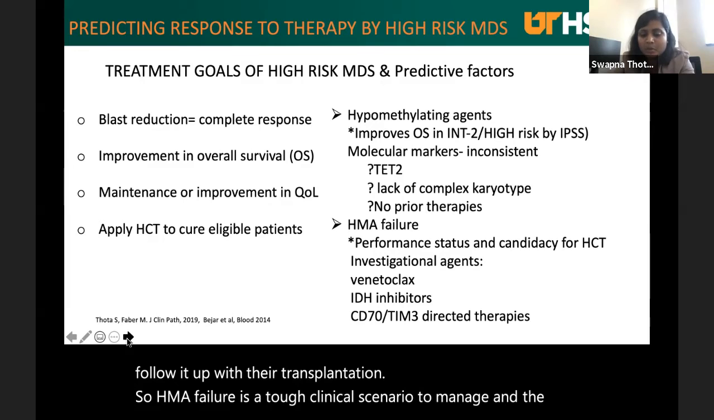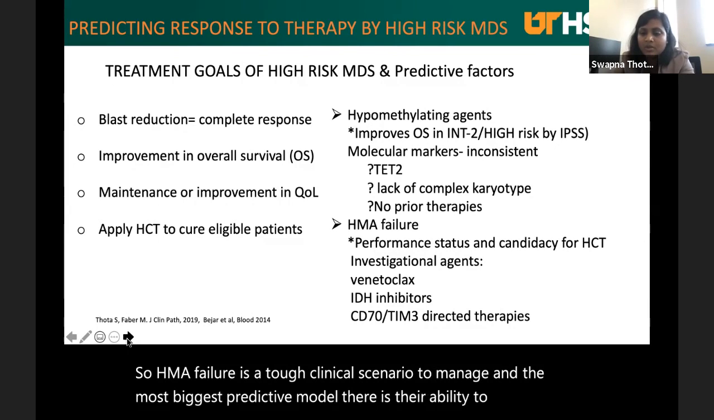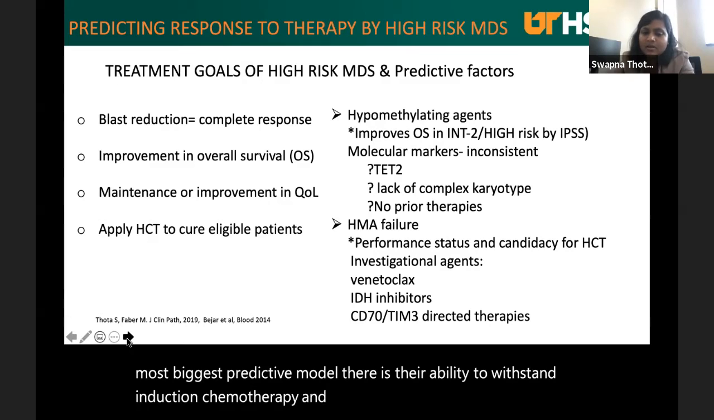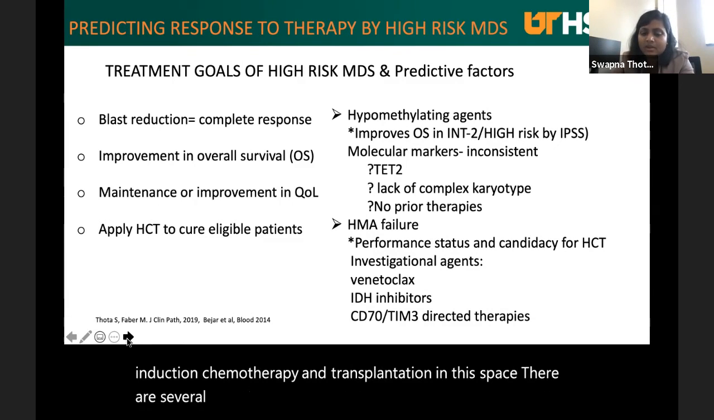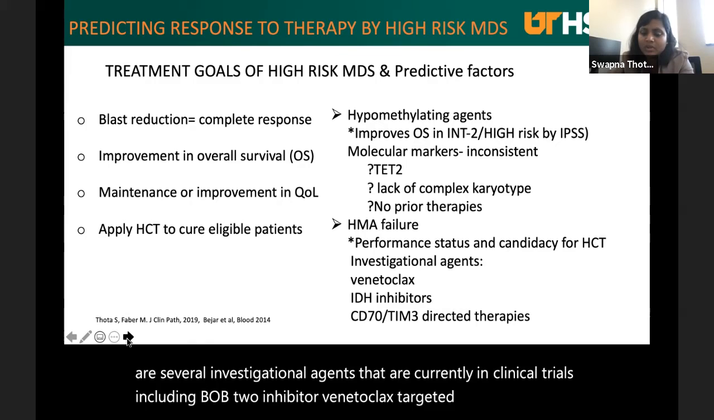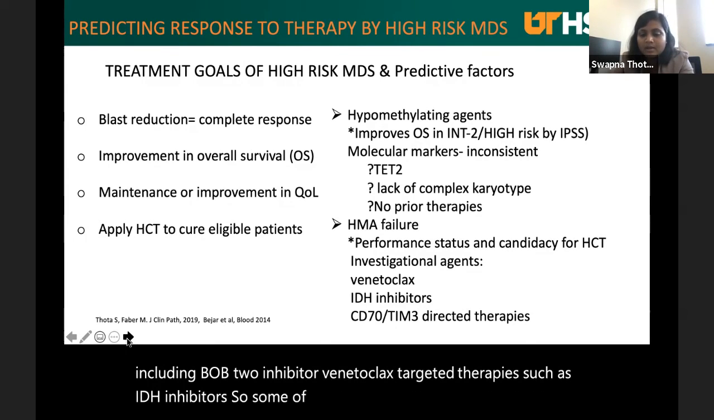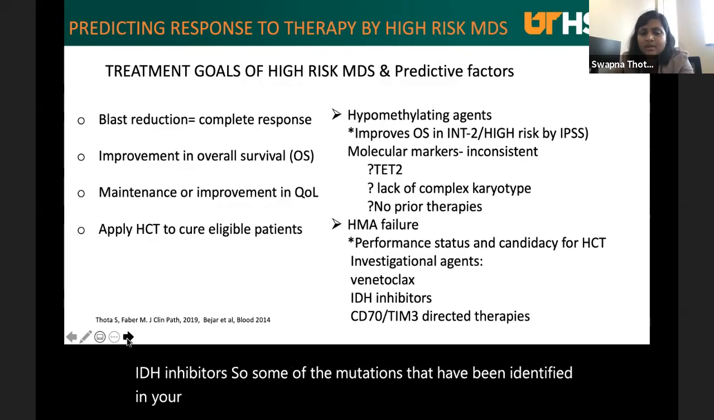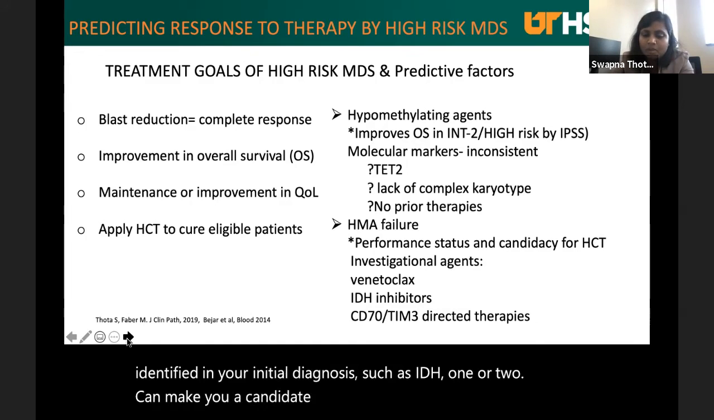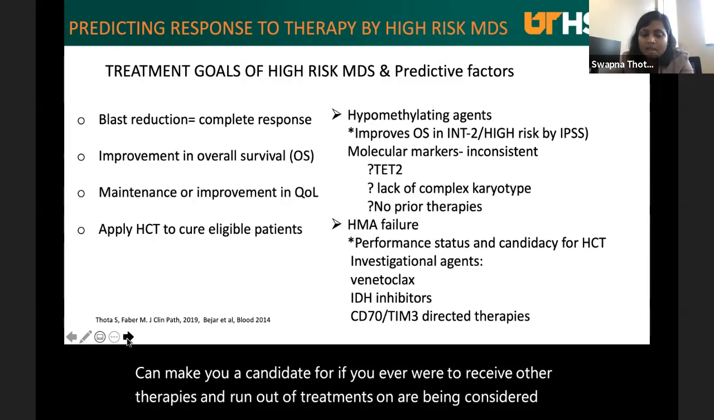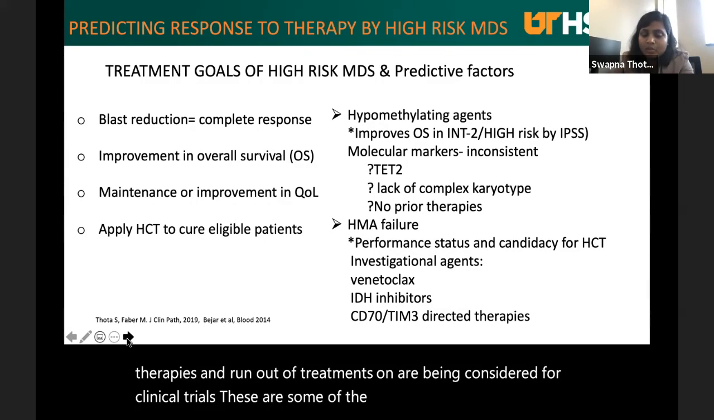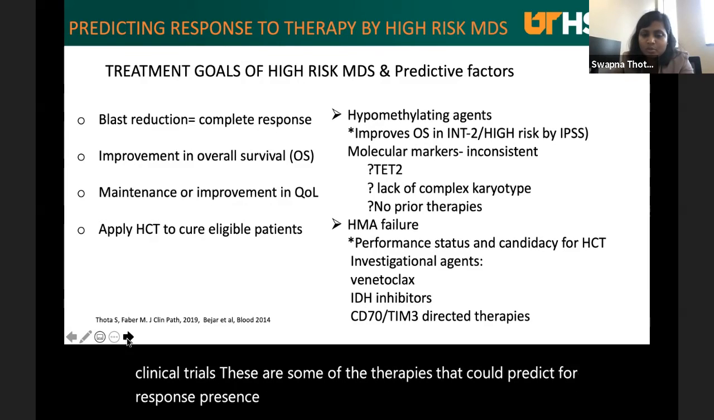And the biggest predictive model there is their ability to withstand induction chemotherapy and transplantation. In this space, there are several investigational agents currently in clinical trials, including BCL2 inhibitor venetoclax, targeted therapies such as IDH inhibitors. Some of the mutations identified in your initial diagnosis, such as IDH1 or 2, can make you a candidate if you ever were to receive other therapies and run out of treatments and are being considered for clinical trials. These are some of the therapies that could predict for response: presence of an IDH1 and 2 mutation.